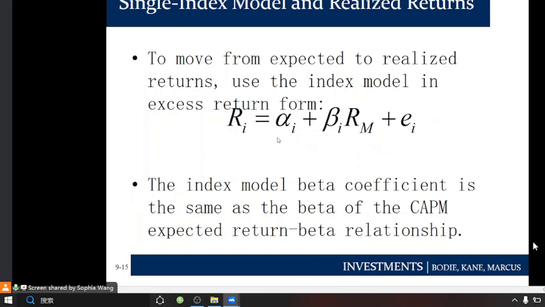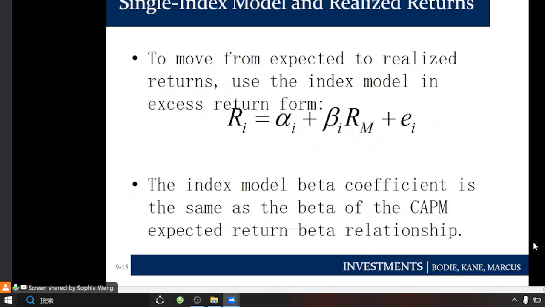We only consider one factor. So let's say that if you want to move from expected to realized returns, if we want to calculate the realized returns, not expected returns, use the index model in excess return form. So this is true, and this is very useful in the real stock markets. If you want to get the realized returns, firstly, you should know the alpha. Alpha means the excess return. Alpha means the difference between, as I just showed, the ideal CP model and the real stock price. So we can calculate the alpha.